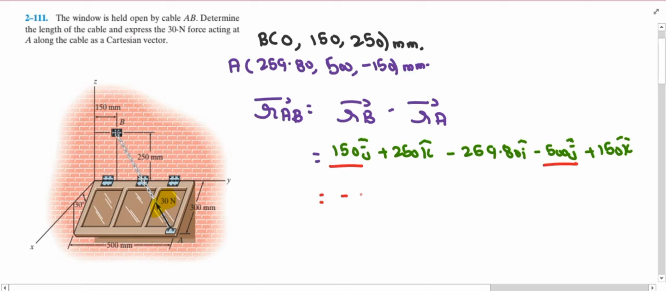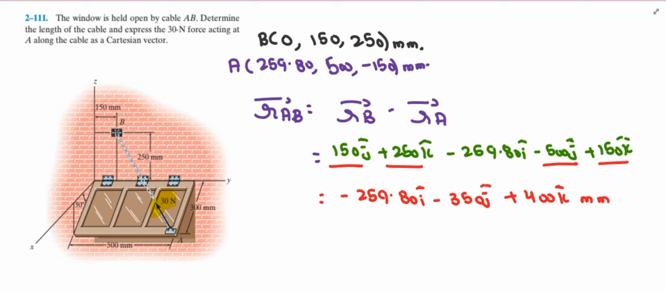So it could be written as negative 259.80 i cap, negative 350 j cap, and again add 250 k cap with positive 150 k cap. So it is equal to positive 400 k cap millimeter. Now this is basically the vectorial form of the position vector. Okay, so let's find out its magnitude.